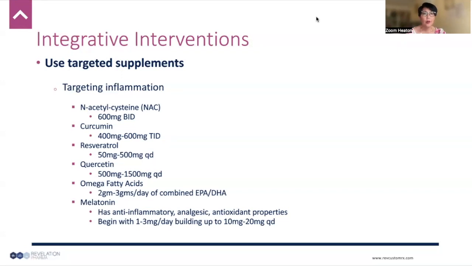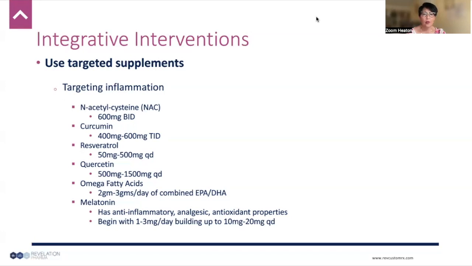Melatonin is a neurohormone synthesized and released at night by the pineal gland. It has anti-inflammatory, analgesic, and antioxidant properties, and studies have shown that melatonin can prevent and treat endometriosis by reducing the size and weight of the endometriotic lesions. You can begin with 1 to 3 milligrams per day, building up to 10 to 20 milligrams daily, based off of patient tolerance.